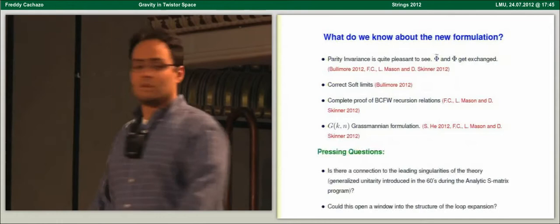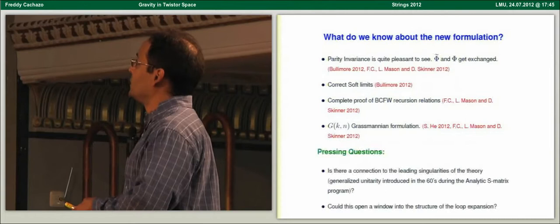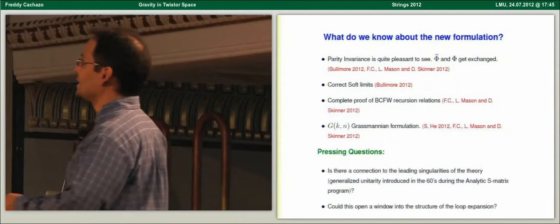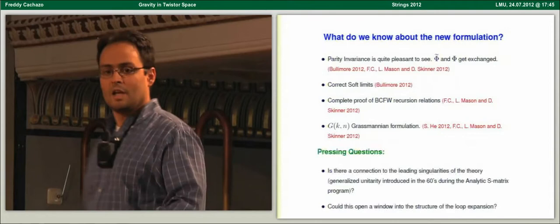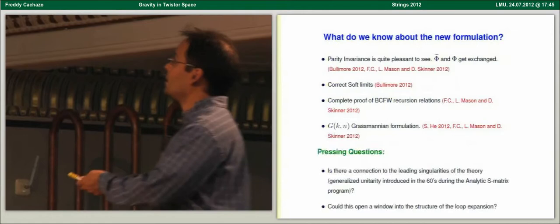Now, there are some pressing questions at this point. Is there a connection to the leading singularities of N=8 supergravity? What are leading singularities? These are concepts that come from generalized unitarity, introduced in the 60s during the analytic S-matrix program, and that we have learned control the full perturbation theory of N=4 super Yang-Mills. Hopefully, in this case, this could open a window into the structure of the loop expansion.